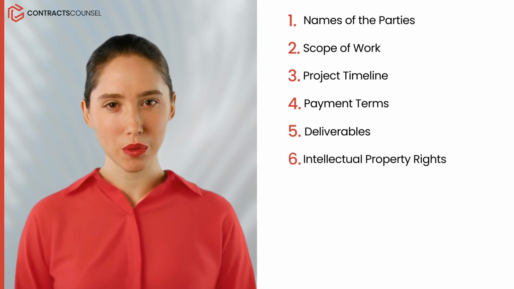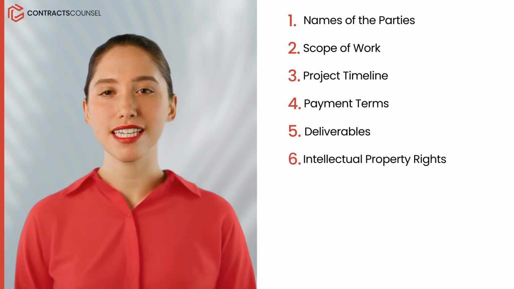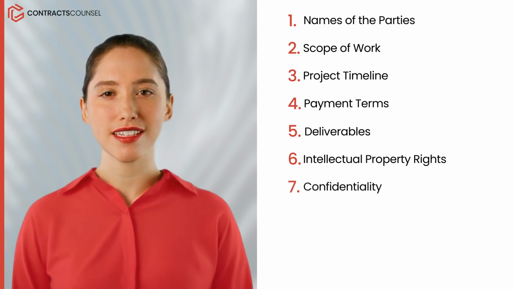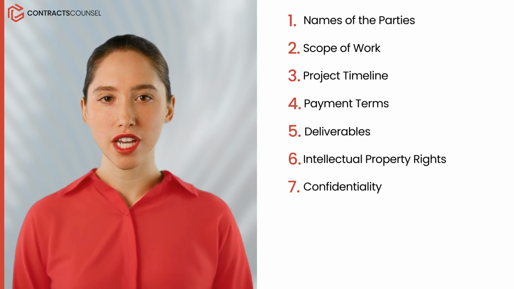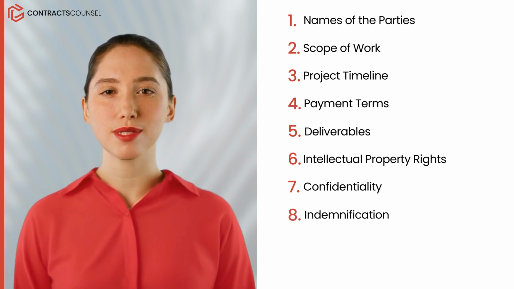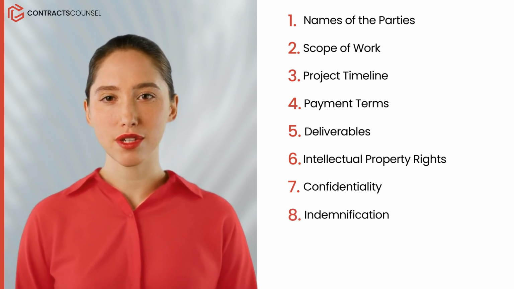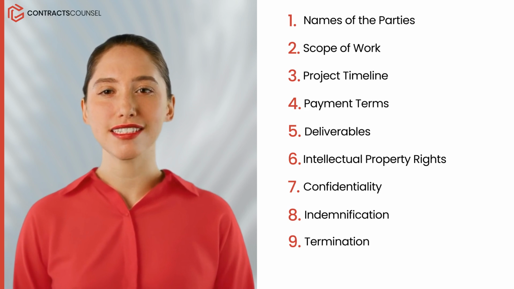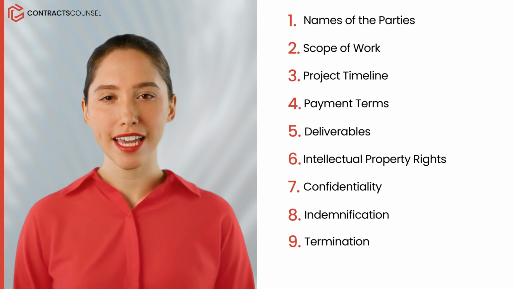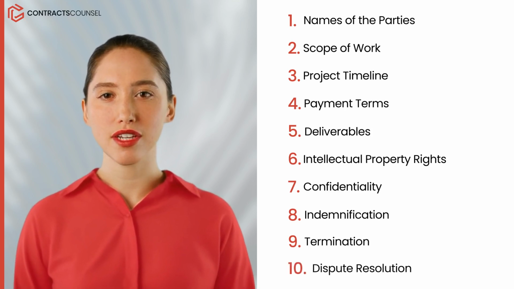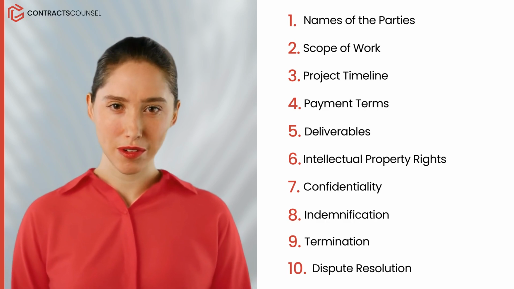6. Intellectual property rights. This section clearly states the ownership of the software and any intellectual property created during the project. 7. Confidentiality. This section protects any confidential information shared during the project. 8. Indemnification. This section specifies how the parties will handle any losses arising from the agreement. 9. Termination. This section outlines the conditions under which the agreement can be terminated by either party. And 10. Dispute resolution. This details the procedure the parties can take in the event of a dispute.